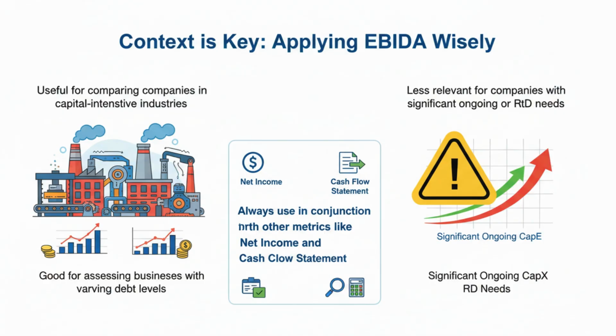However, it becomes less relevant for companies with significant ongoing capital expenditures, CapEx, or research and development needs, as it ignores these essential investments. The golden rule is to always use EBITDA in conjunction with other critical financial metrics, such as net income, the cash flow statement, and the balance sheet. It's one piece of the puzzle, not the entire picture.